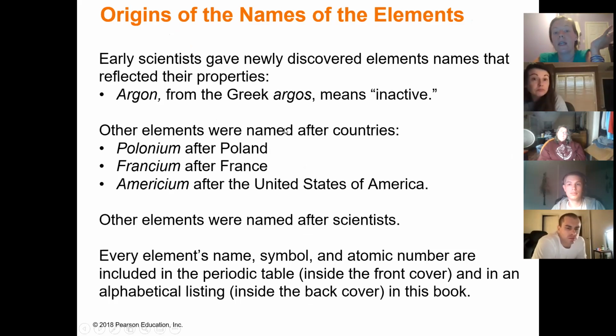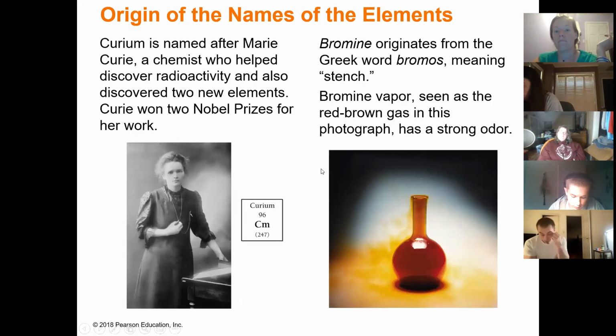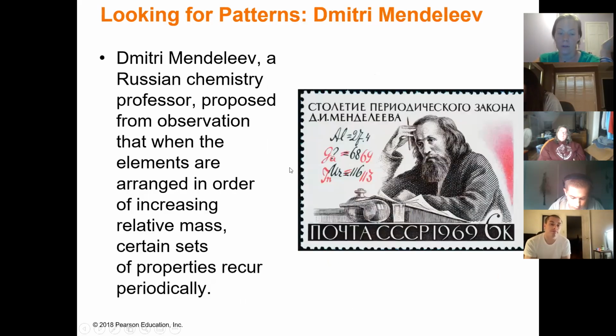Some of the elements were named after their properties. So argon is named after Argos, which means inactive. And argon is a noble gas, it doesn't really react with things. Others are named after countries, okay? Others are named after scientists. Some are named after, like bromine, for instance, is based off of bromos, which is Greek for stench, and it's really stinky. So all sorts of different names.